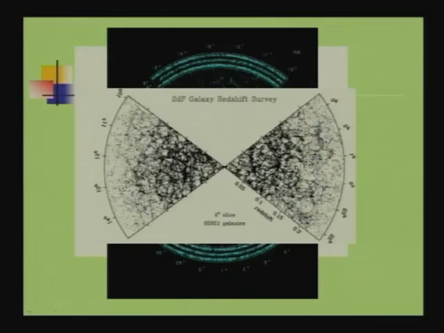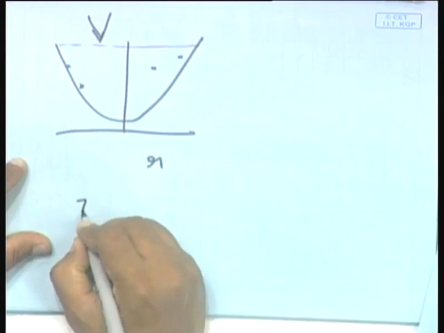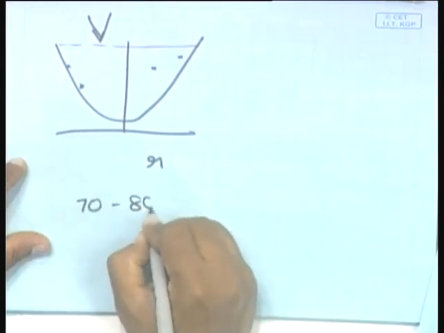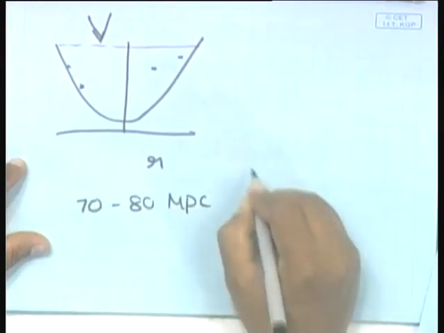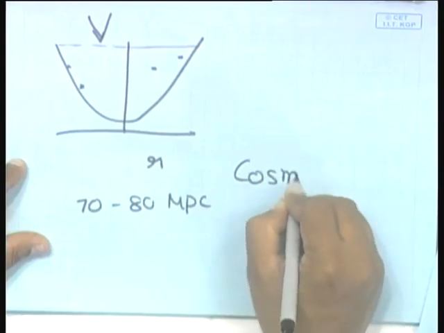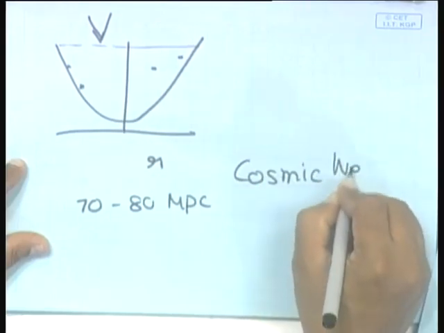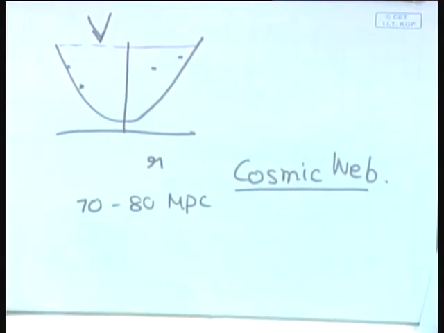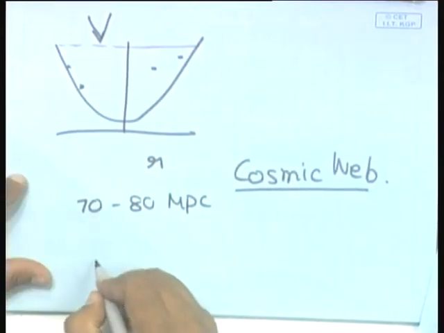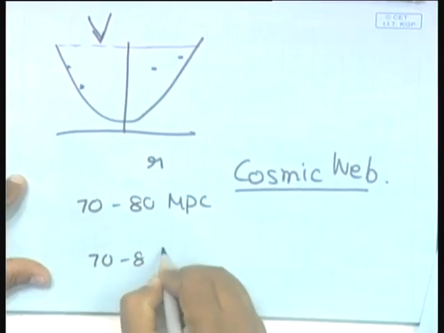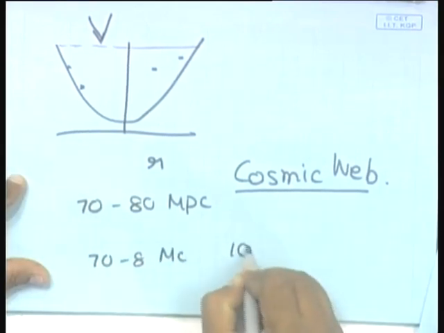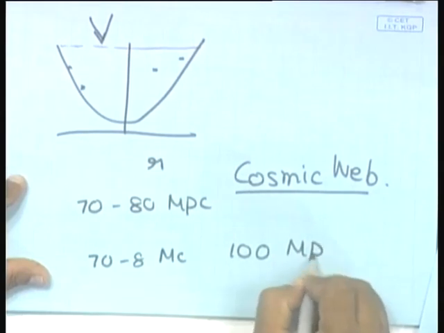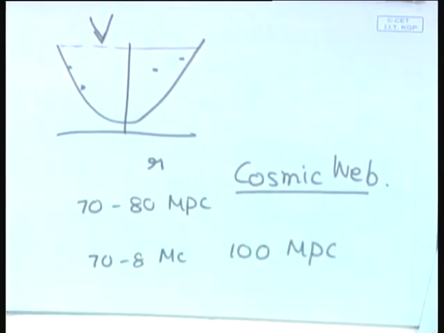Okay. So, on scales of up to 100, possibly 70, 80 Mpc, you have what is called the cosmic web. And you have a transition to homogeneity somewhere beyond the length scale of 70, 80 Mpc to 100 Mpc, somewhere over here. Beyond that scale it is more or less homogeneous at present.